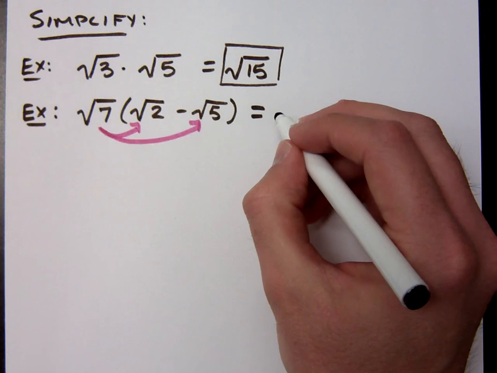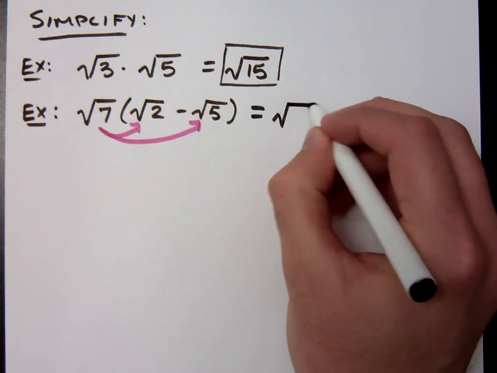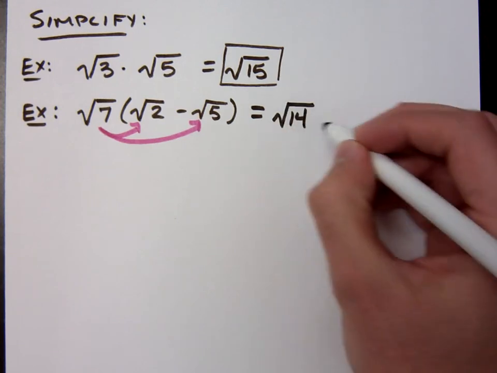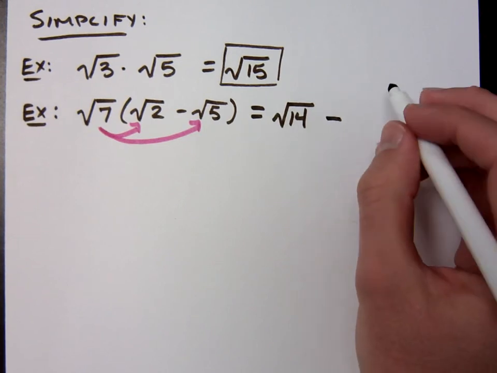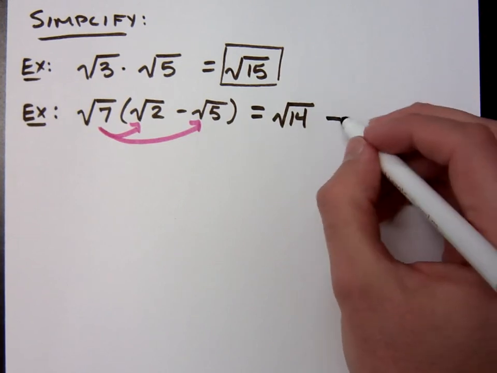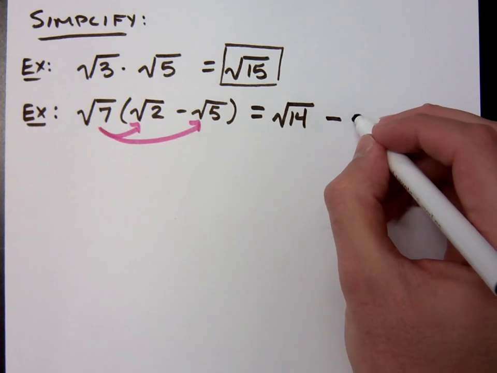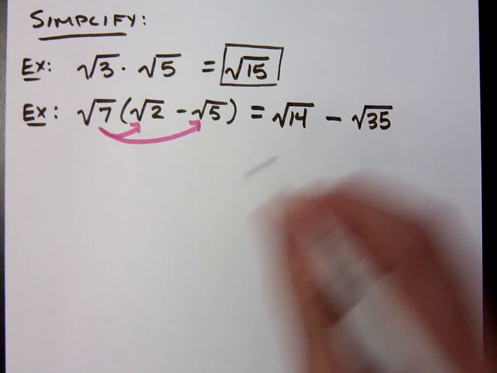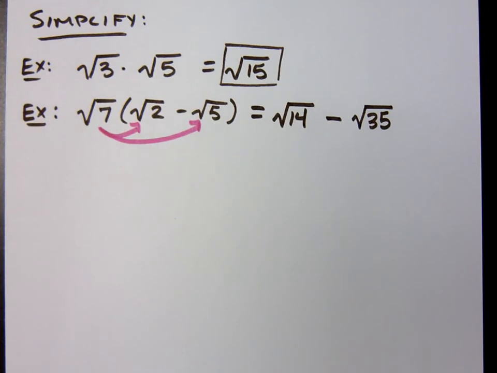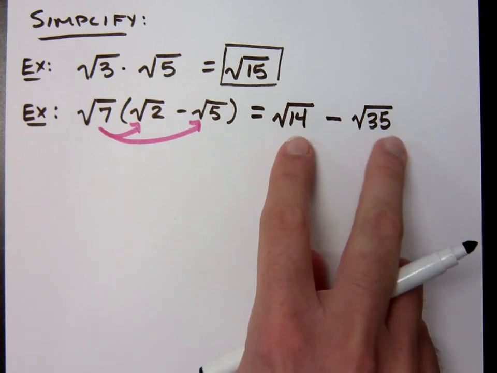I don't get 14. I get the square root of 14. And when I distribute the other part, I get minus what? I don't get minus 35. The square root of 35, and don't even think about rolling your eyes. There's a big difference between 35 and the square root of 35. Big difference. Can I then subtract these?